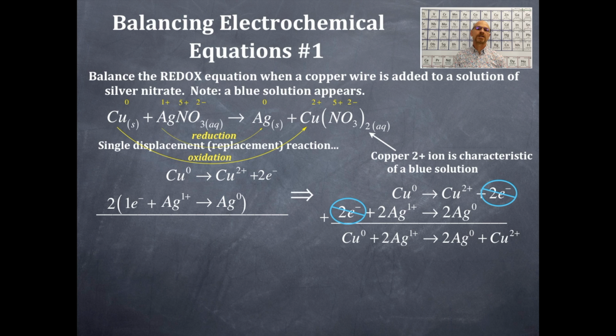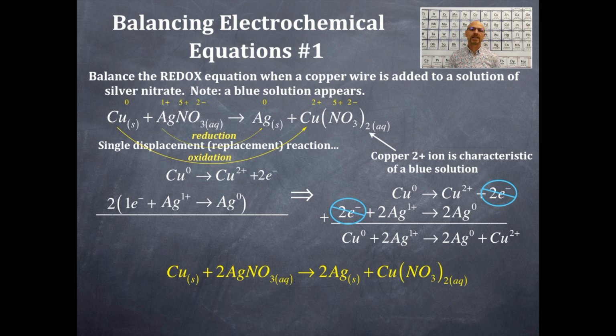Now, what we're going to do is distribute those coefficients as is appropriate. So, copper that has a 0 charge has a coefficient of 1. Silver that's a 1+ ion has a coefficient of 2. Silver that's a solid metal with no charge has a coefficient of 2. Copper ion that's a 2+ charge has a coefficient of 1. So I'm going to place those on that original equation there, and then I get the final balanced equation. Bam! That is my final balanced equation here.